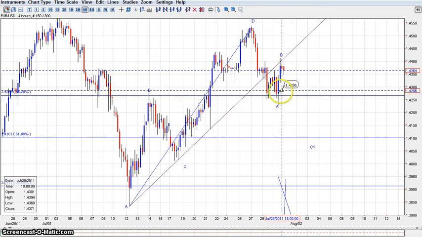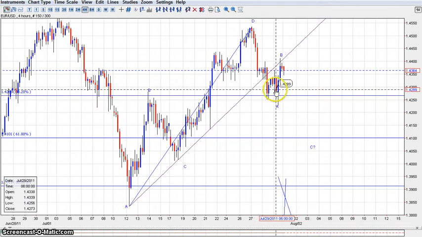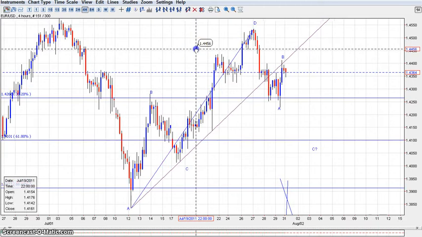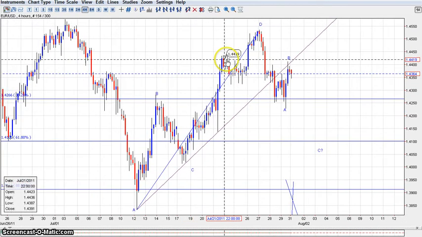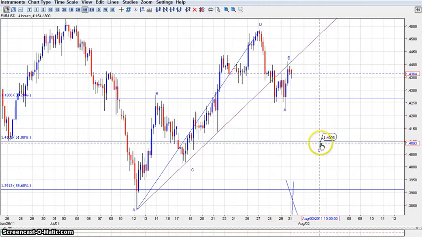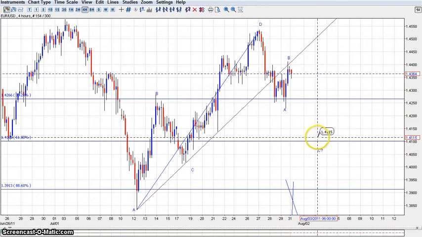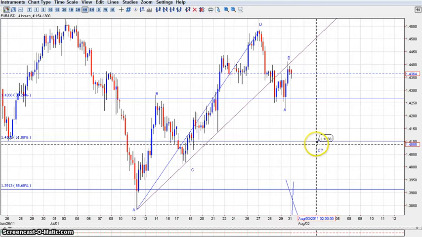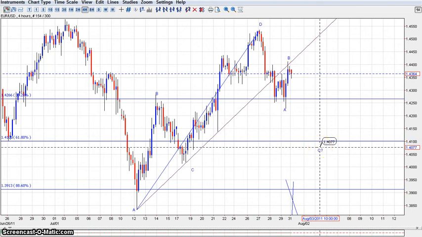Now, first of all, I'll be looking for price to break this level here, which is the 38.2 retracement of the AD leg. So that's at 1.4268. Once price breaks that, then my ultimate target for this week will be around the 1.400 area. Now, I'm not sure if this will be achieved this week or next week. Anything is possible, but that's my near-term target for now.